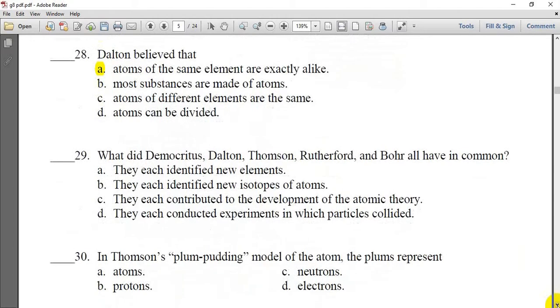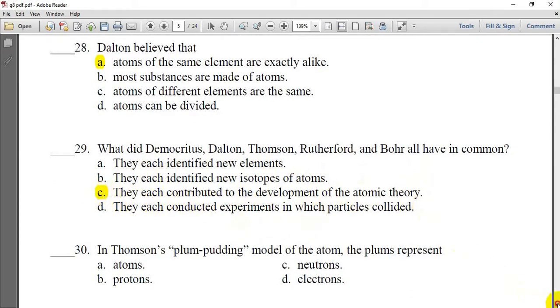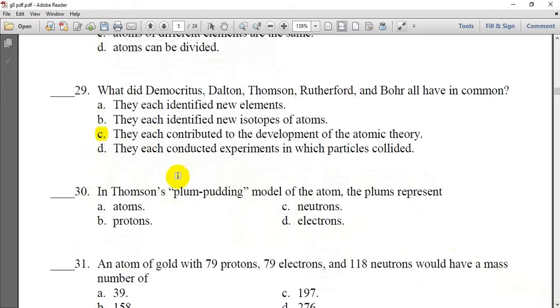Question 29. What do Democritus, Dalton, Thomson, Rutherford, and Bohr all have in common? They each identified new elements. They each identified new isotopes. They each contributed to the development of atomic theory. They each conducted experiments in which particles collided. They all helped in the discovery of atomic theory, so letter C. Question 30. In Thomson's plum pudding model of the atom, the plums embedded inside represent the electrons, or the negative charge.